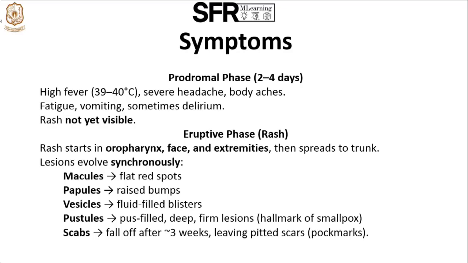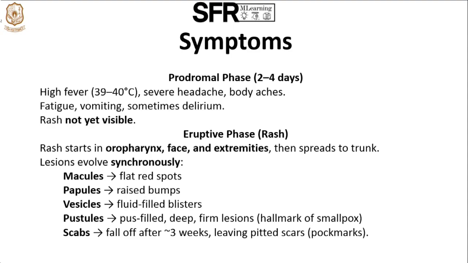Coming to the symptoms, it causes two phases, the prodromal phase and the eruptive phase. The prodromal phase extends up to 2 to 4 days. In this phase, patients have high fever, 39 to 40 degrees Celsius, severe headache, fatigue, vomiting, and sometimes delirium. In these cases, rashes are not visible.